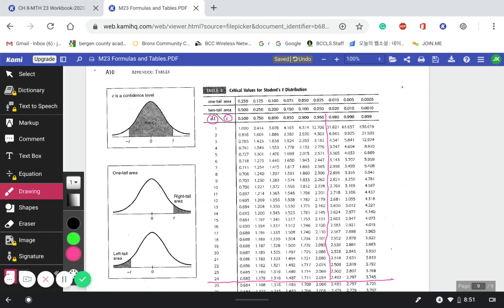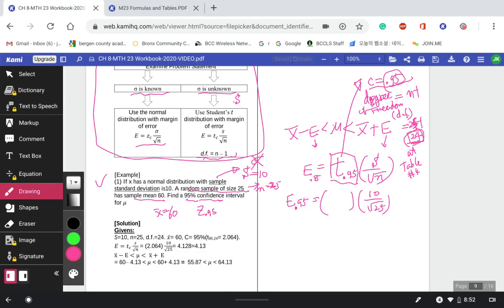So whatever you get, T of 95 is 2.064. So you put 2.064 here. So it's not that bad, you know. So when you actually do the calculation, you end up with 4.128.